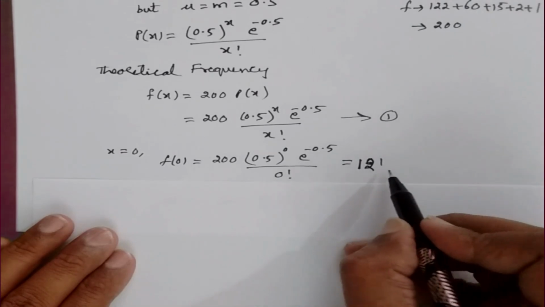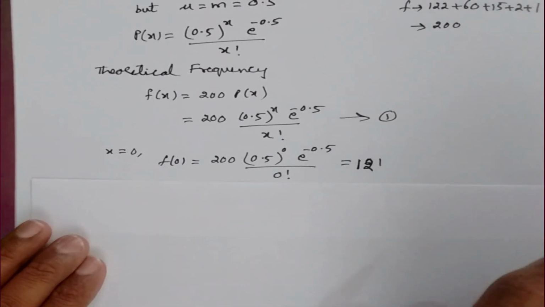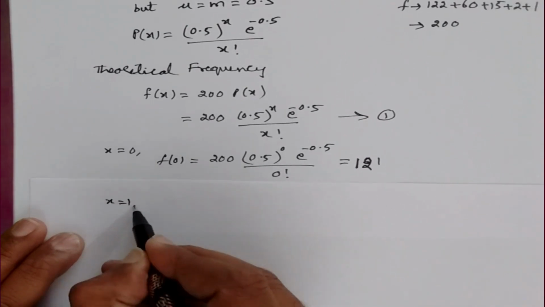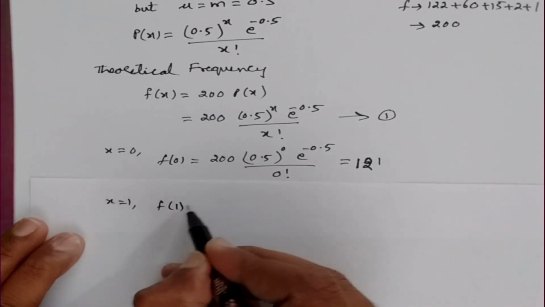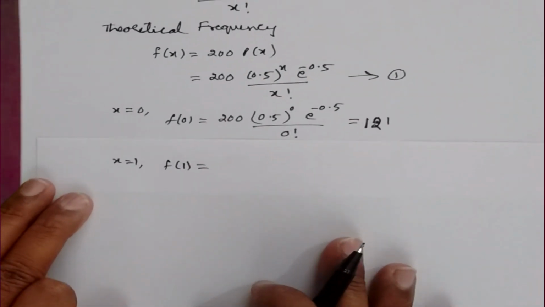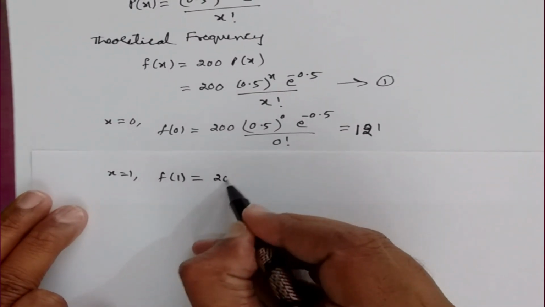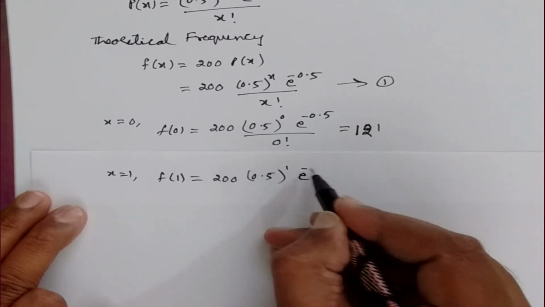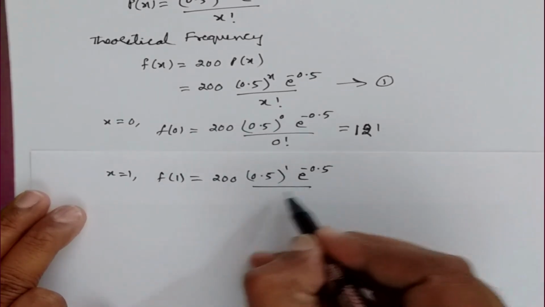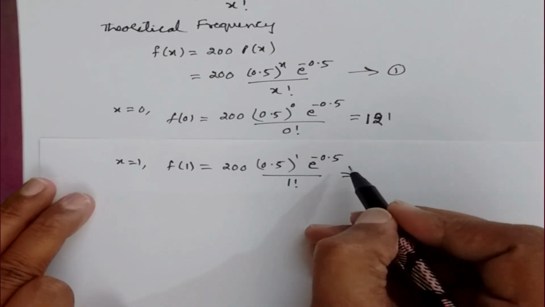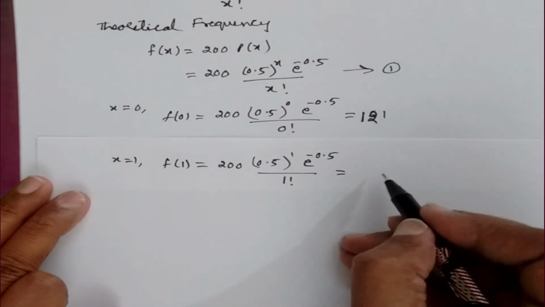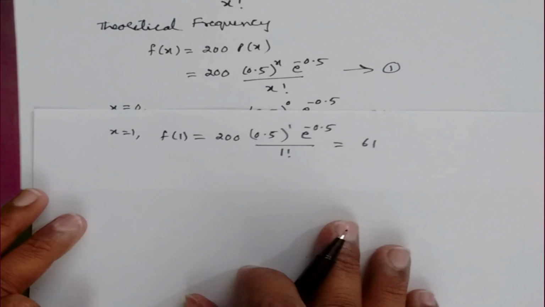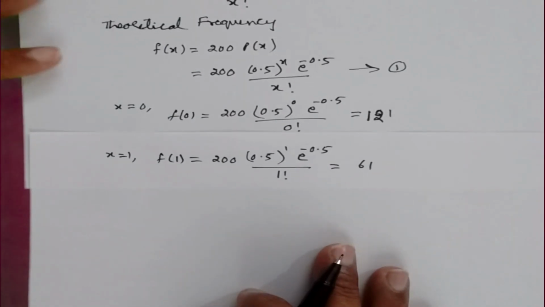Are you getting its value to be 121? That is right. Now take the value of x to be equal to 1. So we'll be getting f of 1 to be equal to 200 times 0.5 to the power of 1 into e power of minus 0.5 divided by 1 factorial. Evaluate this value. Are you getting 61? You can take the approximate. If it is a decimal also, you can convert that into the whole number.